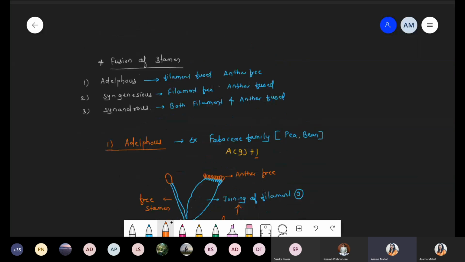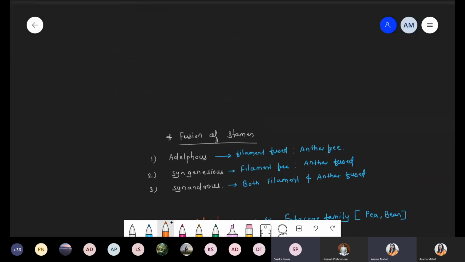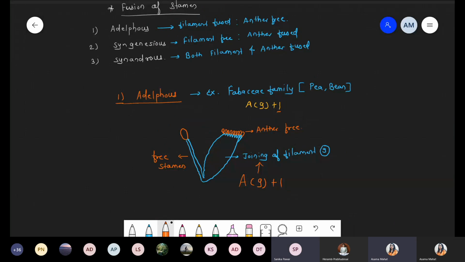I thought I erased that part. Structure of androecium, right? I just want fusion of stem. Okay. Okay, very good. Done? Done?